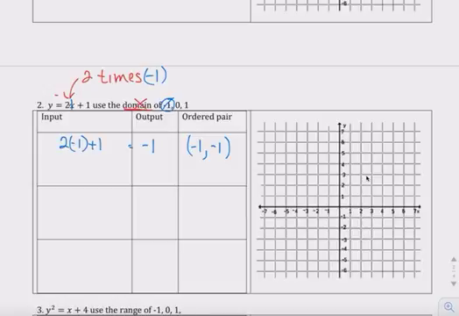You do the same for 0. You input 0, 2 times 0 plus 1. So 0, 1. Then you graph it. Okay?